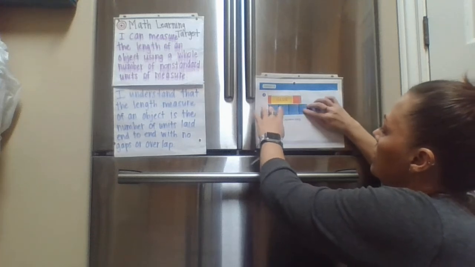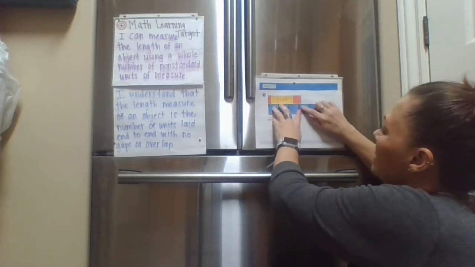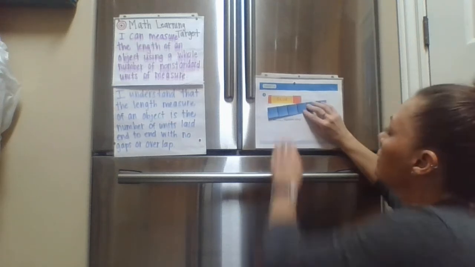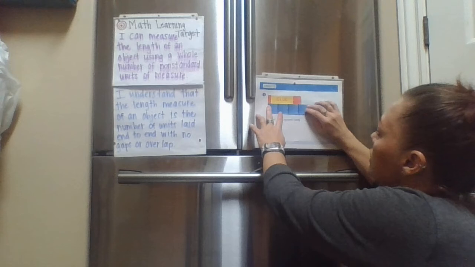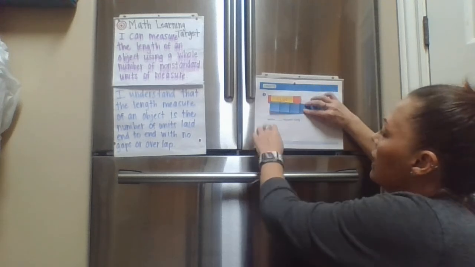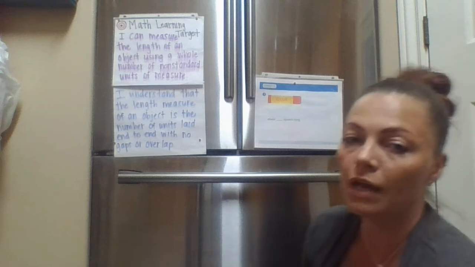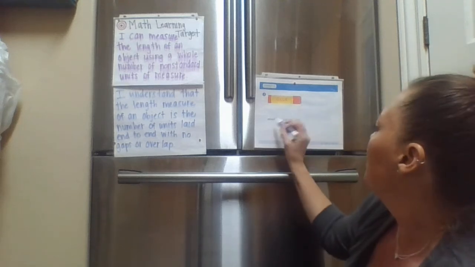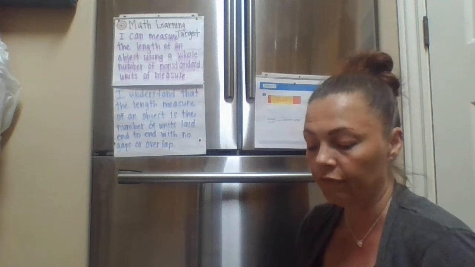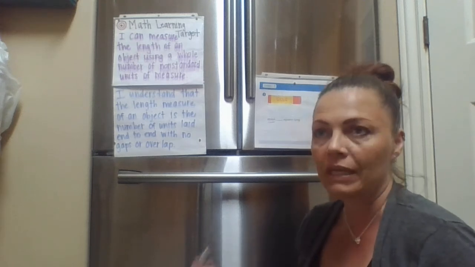So let's see, 1, 2, 3. It's a little bit longer than 3 squares. You can see right there that when it's measured up, it's a little bit longer than 3 squares. That's why we are using this word about. About, because it might not be exactly 3 squares long, but it's about.